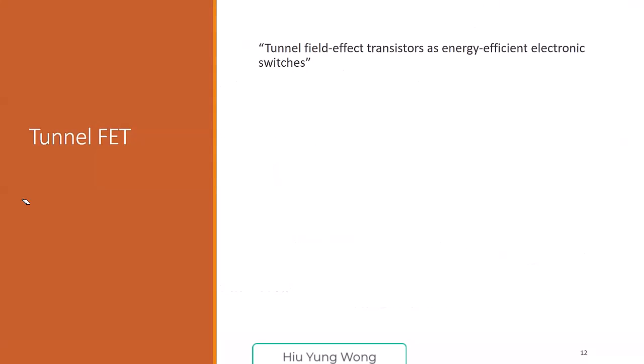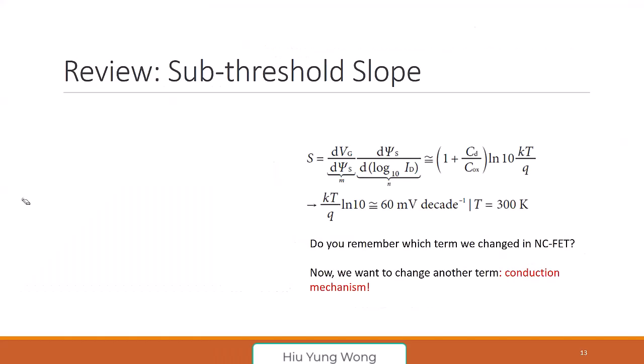Okay, so we are in the tunnel FET. I'm a little bit slow, but I still like that, right? Now let's review the subthreshold slope one more time.